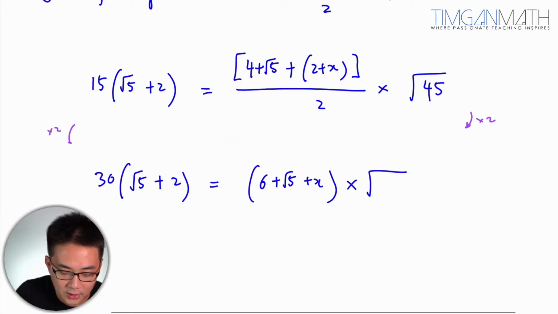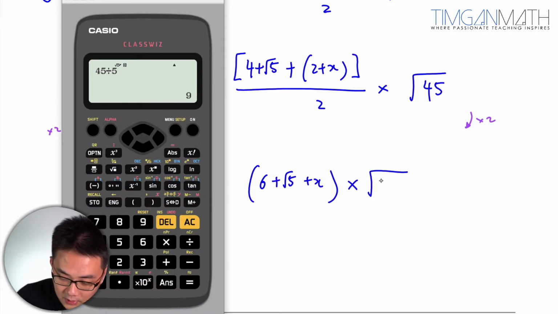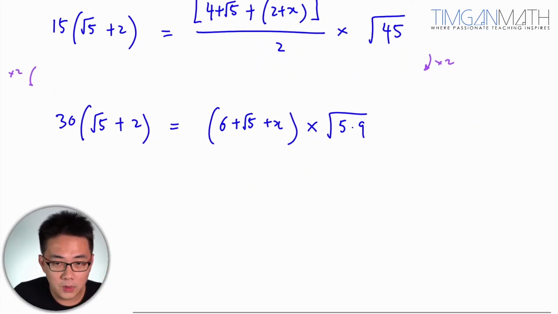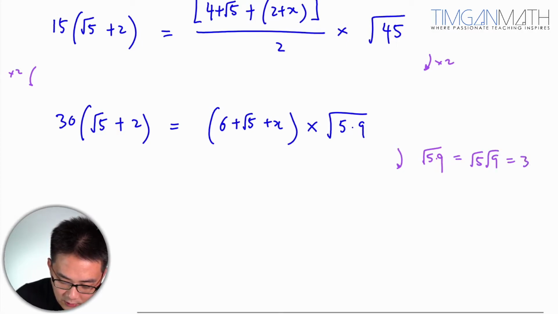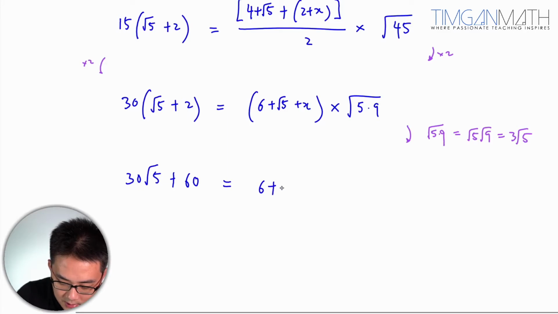Root 45 seems like a very interesting number, so try dividing by 5 and see. This is 9. Great, so this is 5 times 9, and 9 is a perfect square. So root 5 times 9 would be root 5 times root 9, which is 3 root 5. You could just leave it like that; I'm just trying to decipher it slowly.